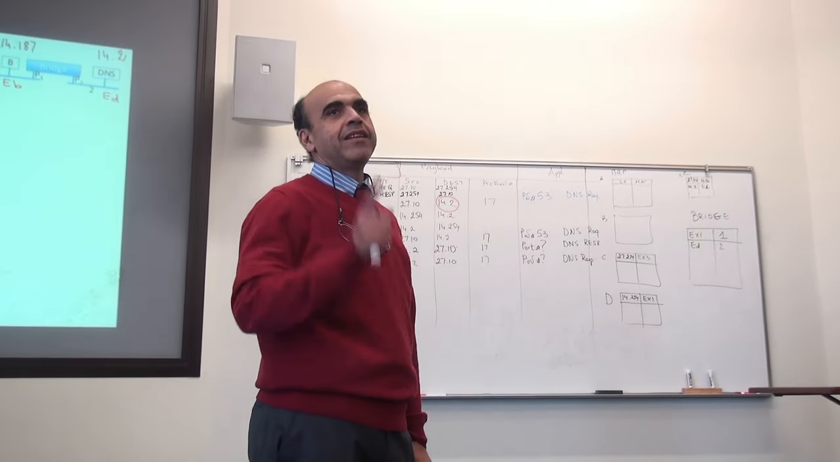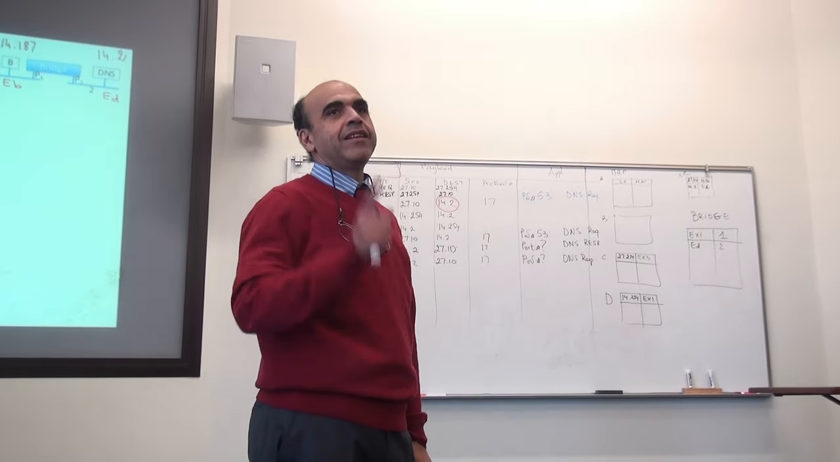Who is sending this? EX1. What is the type? It's an ARP request. Who is the source? 14.254. Yes, that's the router, right? And who are we looking for? 14.173. Yes, we are looking for that.